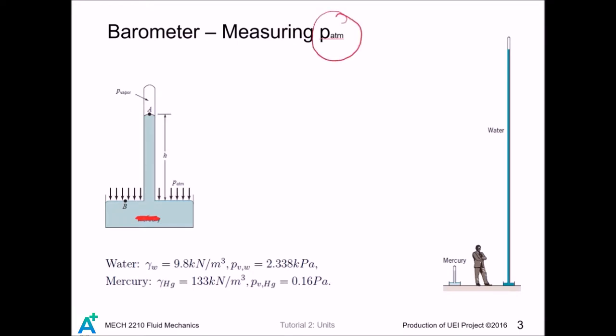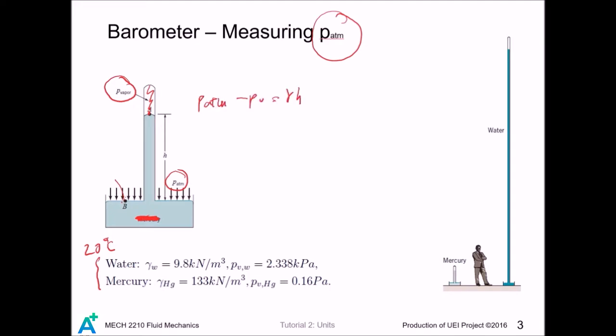Let's say we are at 20 degrees Celsius. Then water and mercury have these properties. If this is a barometer, then in this region, there is some vapor of this liquid and nothing else. So the pressure here is the vapor pressure of this liquid at 20 degrees Celsius. The outer pressure here is of course the atmospheric pressure that we are measuring. Then the pressure difference between these two points is given by P_atm minus P_v equals gamma h.